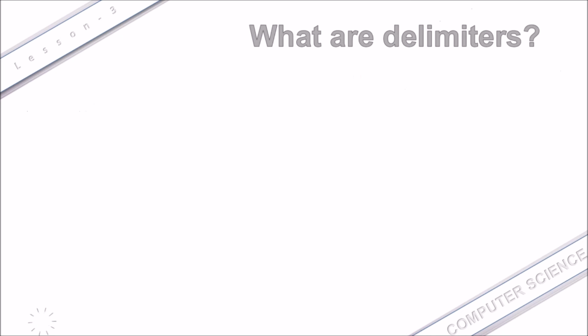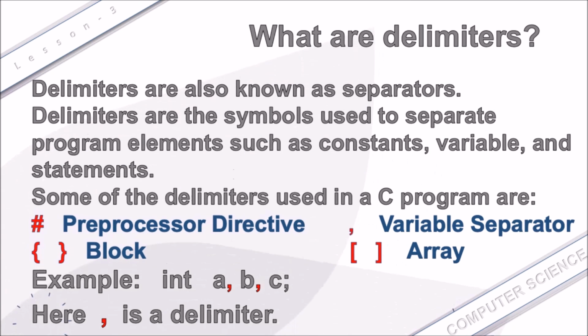Let us move to our next question. It is, what are delimiters? Delimiters are special symbols which are also known as separators. These are used to separate the program elements just like constants, variables, and statements. Some of the delimiters used in a C program are hash, that is a preprocessor directive, comma, that we always use to separate variables, curly braces to denote a block of statements, square braces to denote an array. So we can see the example, int a, b, c. So a, b, c here are variables and these are separated by a comma. So comma is a delimiter.